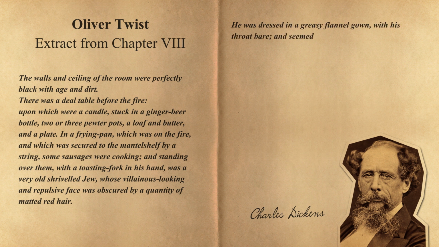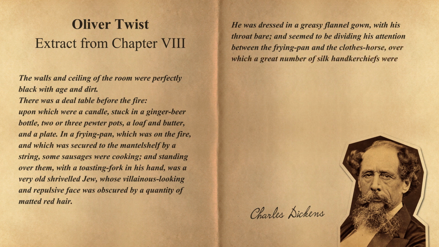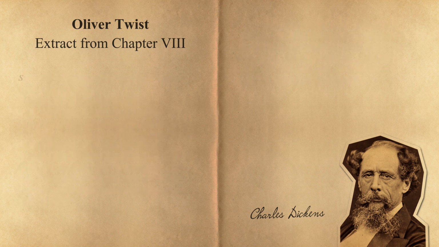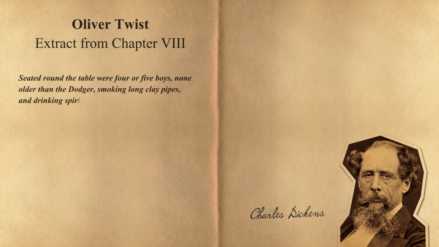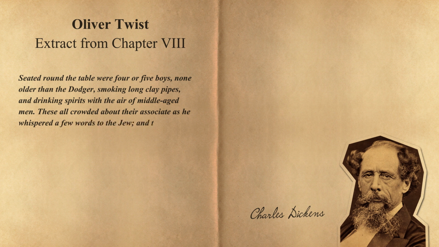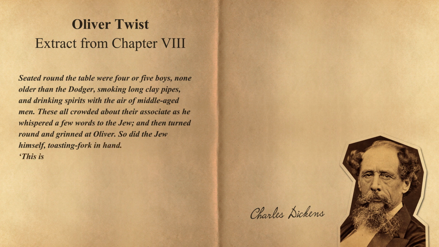He was dressed in a greasy flannel gown, with his throat bare, and seemed to be dividing his attention between the frying-pan and the clothes-horse, over which a great number of silk handkerchiefs were hanging. Several rough beds, made of old sacks, were huddled side by side on the floor. Seated round the table were 4 or 5 boys, none older than the Dodger, smoking long clay pipes and drinking spirits with the air of middle-aged men. These all crowded about their associate as he whispered a few words to the Jew, and then turned round and grinned at Oliver. So did the Jew himself, toasting fork in hand.